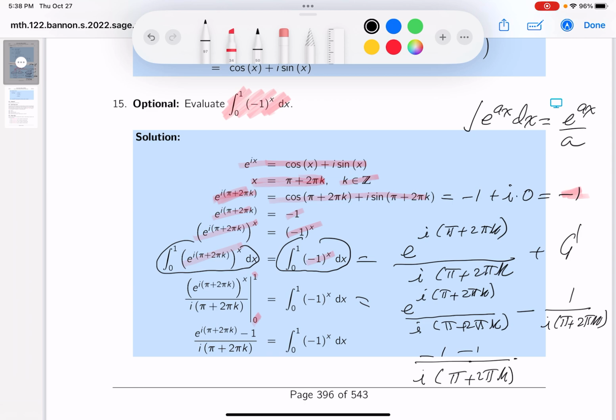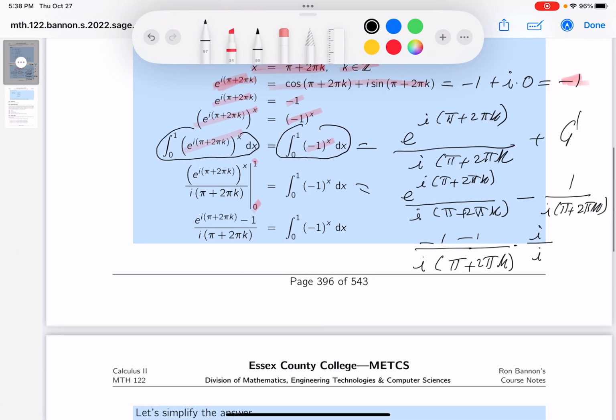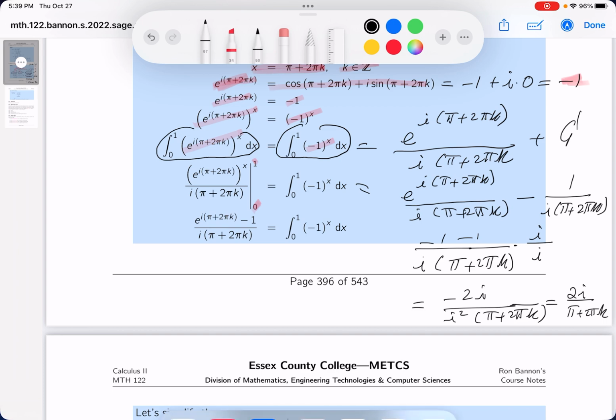Now, you know from Math 100, they didn't like the i in the bottom, so I'm going to multiply top and bottom by i. What do you get there? You get minus 2i on top, and on bottom you get i squared times (pi plus 2 pi k). i squared is minus 1, so you get 2i over pi plus 2 pi k. I'm going to clean that up a tiny bit: 2i on top, and on the bottom, factor pi out and you get 1 plus 2k. So it's the odd multiples of pi on the bottom.